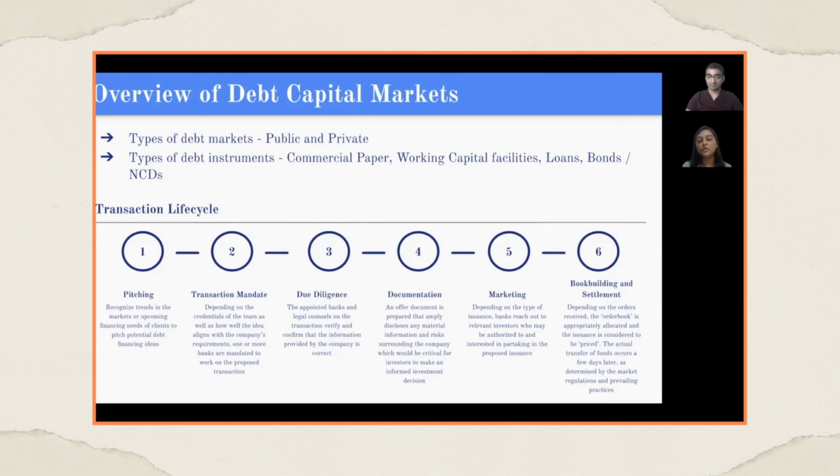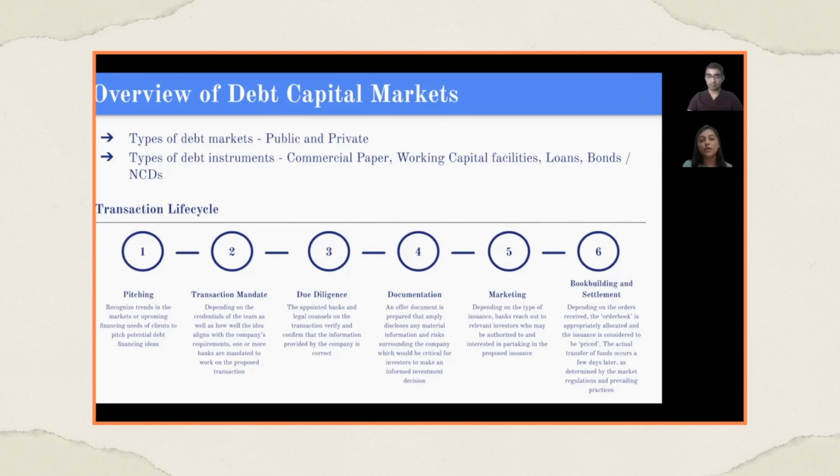Once the due diligence and the documentation are complete, we hit the markets and reach out to investors who have shown interest in similar instruments in the past. Usually, the type of instrument also dictates the geography or the class of investor you can reach out to. So, for example, in the case of dollar bonds, there are two types of issuances that can be done.